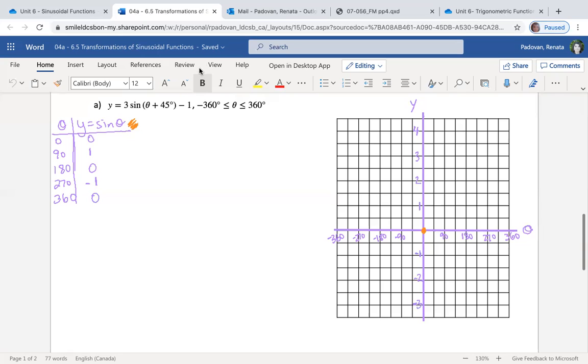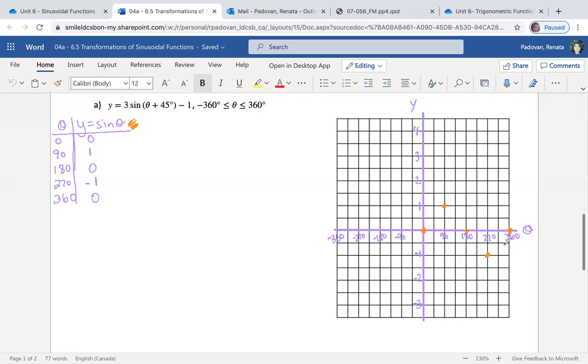All right, so let's get back to my points here. At 90 degrees, I'm at positive 1. At 180 degrees, I'm back at 0. At 270 degrees, I'm at negative 1. And then at 360, I'm back at 0.